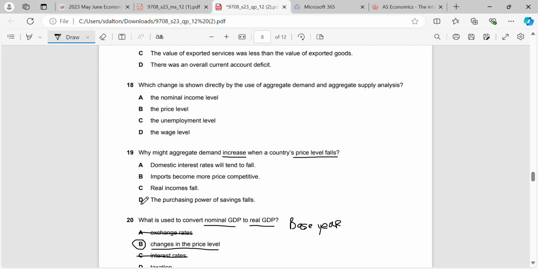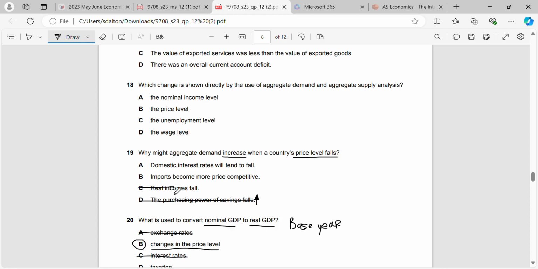It is not because the purchasing power of savings falls. Purchasing power of savings will fall in inflation, but if the price level falls, purchasing power of savings is going up. Let's say we have 1,000 RMB saved in the bank. If we experience a fall in the price level, which is deflation, that 1,000 RMB is next year worth more than it would have been this year because of the fall of the price of goods and services.